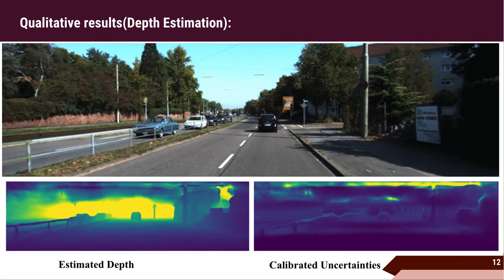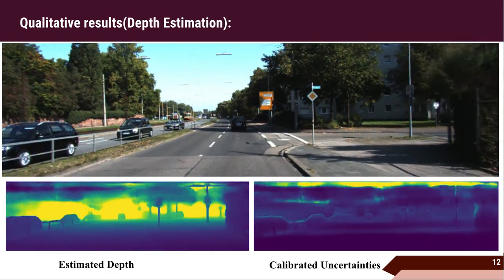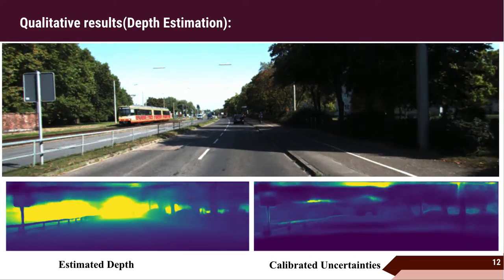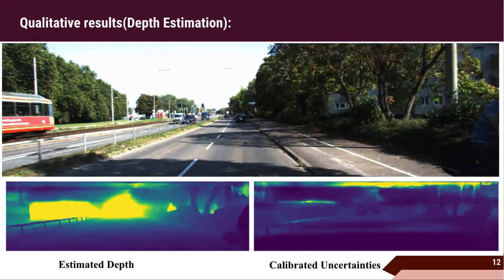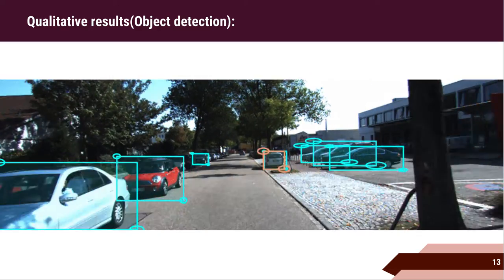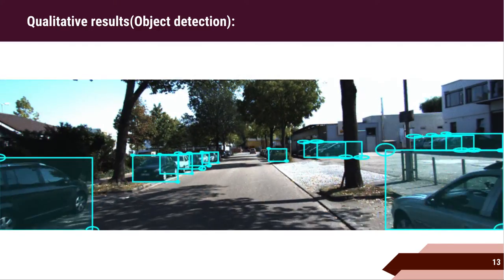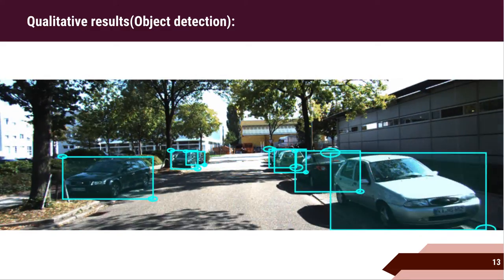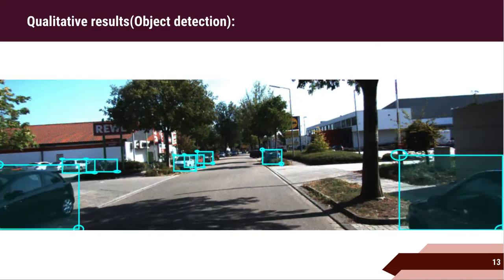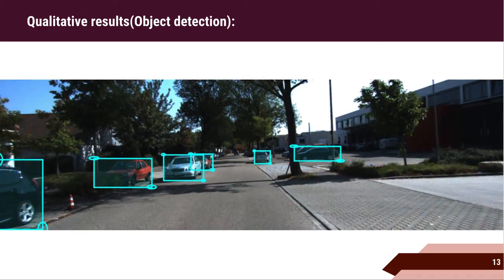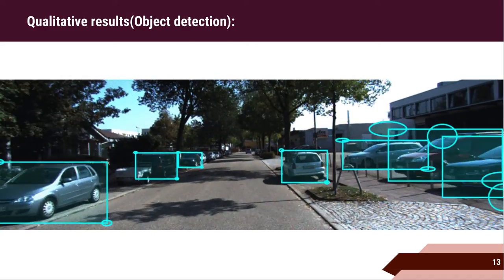Here we show qualitative results for the task of depth estimation on the KITTI dataset. We can observe that the depth uncertainty is highest near object discontinuities, which makes sense intuitively. Now we show qualitative results of FCAL on the KITTI dataset for object detection. In this temporal sequence, we can observe that FCAL yields higher uncertainty estimates for occluded cars, which are difficult to identify, and yields confident predictions for objects with better visibility.